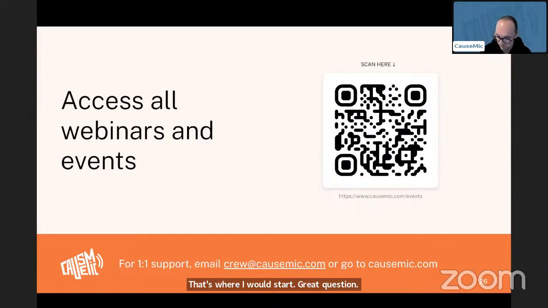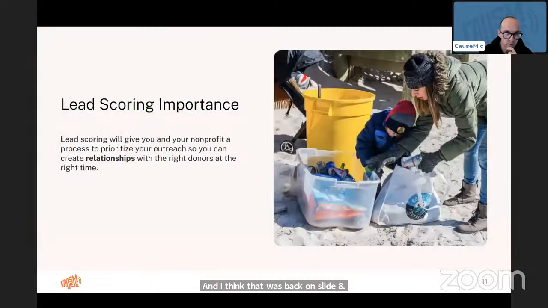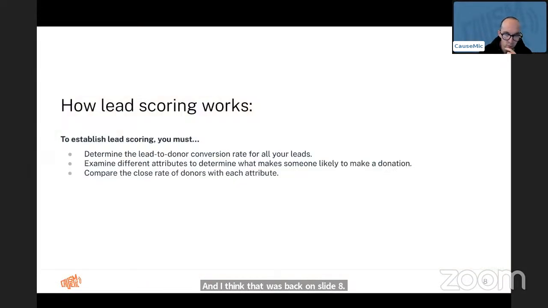Awesome. Okay, the next question is, can you share the lead to donor conversion rate again? And I think that was back on slide 8. Sure. I'm assuming maybe they want the actual, I think you shared a formula there.